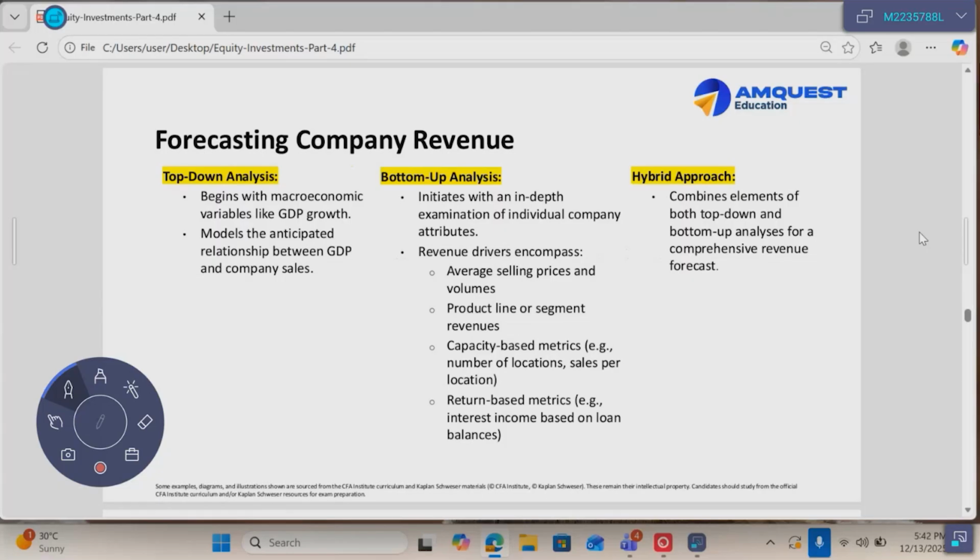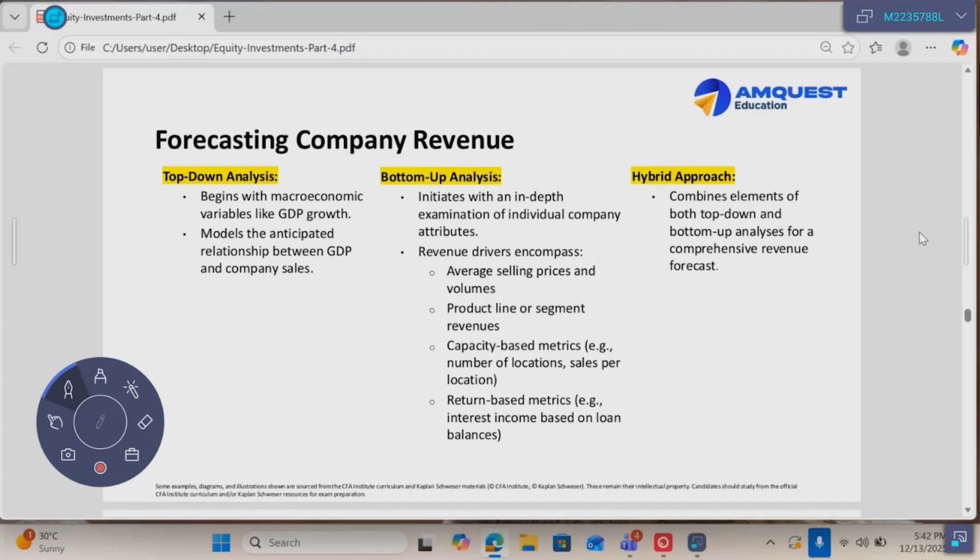In case of bottom-up analysis, I'm, let's say, doing only the analysis of Zomato and Swiggy. Here, let's say I take the example of number of dark stores and the average revenue per store. If Zomato's Blinkit and Swiggy Instamart establish new dark stores in different cities, I'll be able to analyze average revenue per store multiplied by increase in number of dark stores, and how much revenue these different business segments will earn. So bottom-up analysis is initiated with an in-depth examination of individual company attributes.